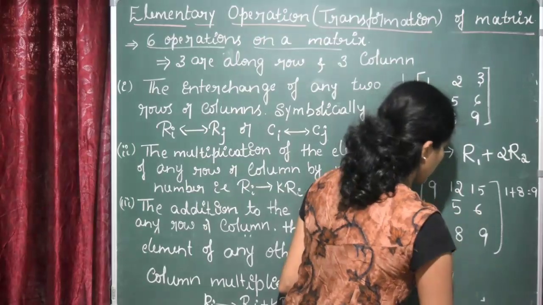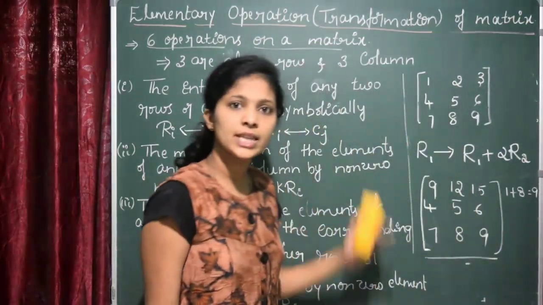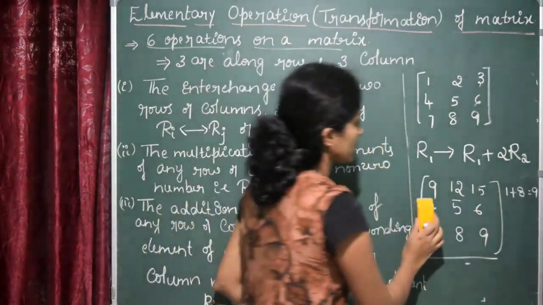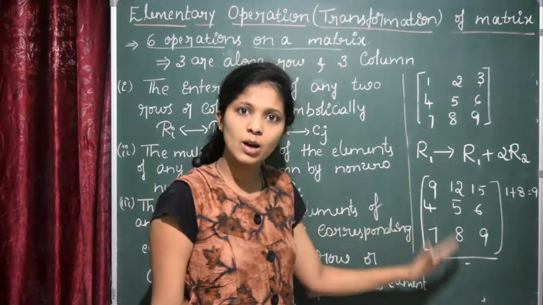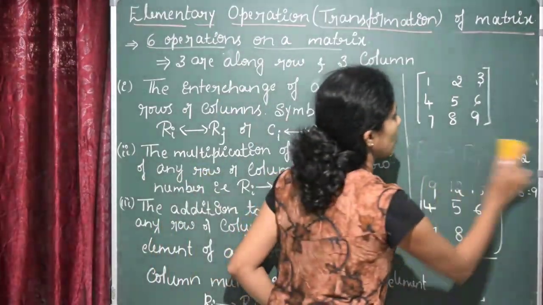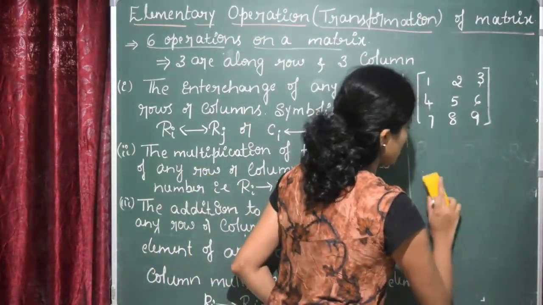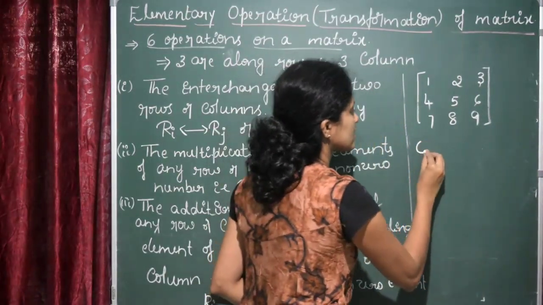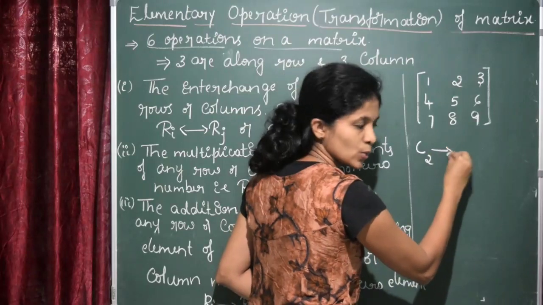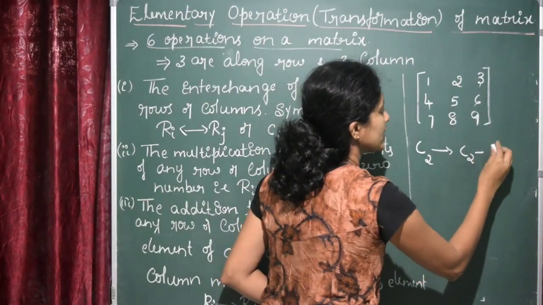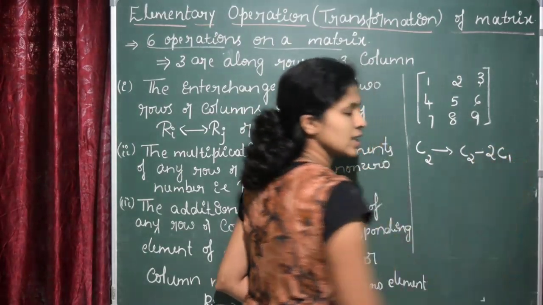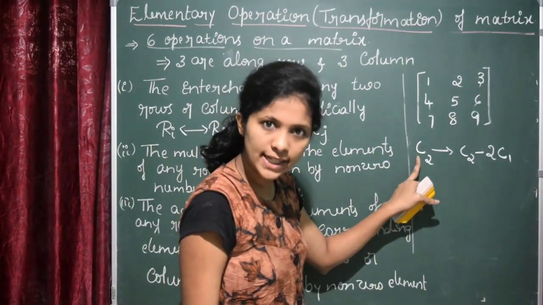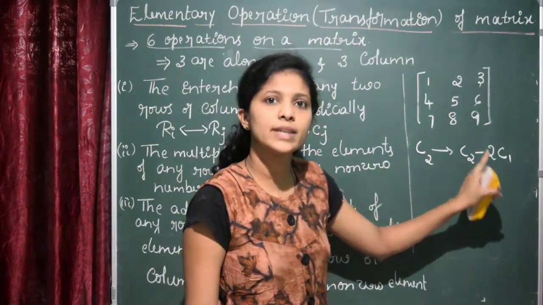This is the third property. Is it clear? These are the three properties. For this, we'll consider one more example. This is along the row. Now I'll consider along the column. I'll write C2 changes to C2 minus 2C1. Is it clear? The column C2 changes to C2 minus 2C1.